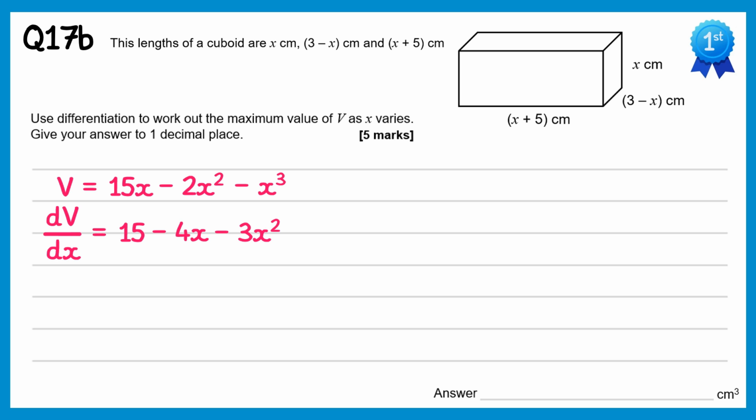At a maximum or minimum, this must equal 0. We've been told it's a maximum in this question we're after, so let's write dV by dx equals 0, which is 15 minus 4x minus 3x squared equals 0. This is just a quadratic equation to solve.